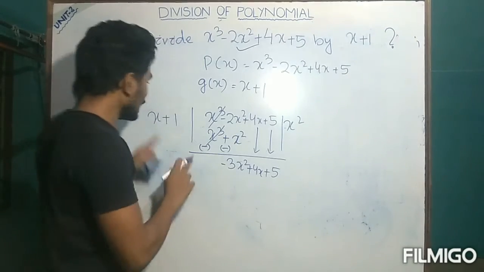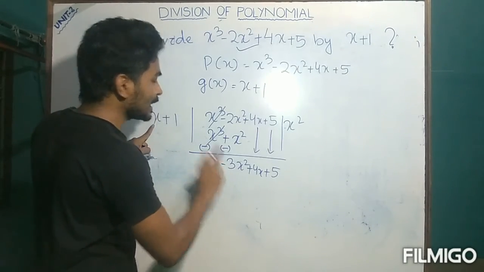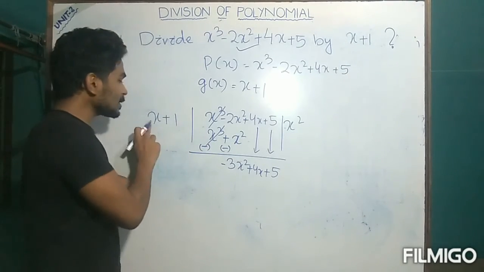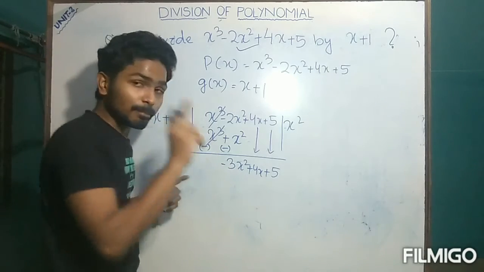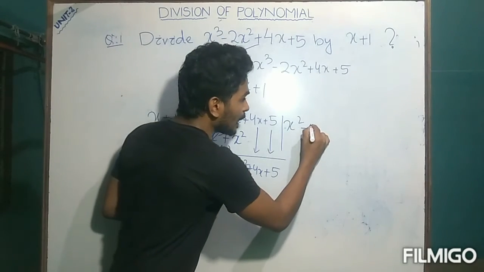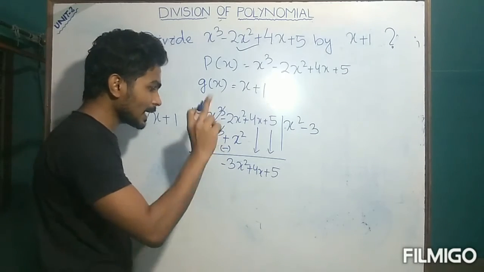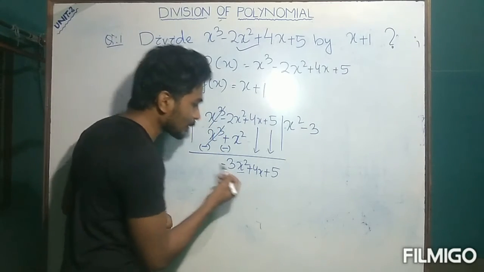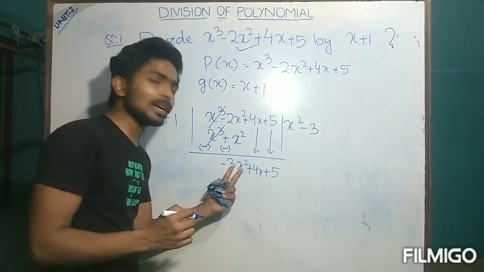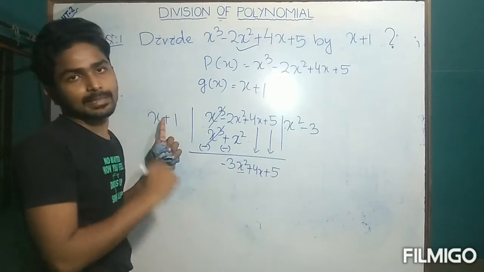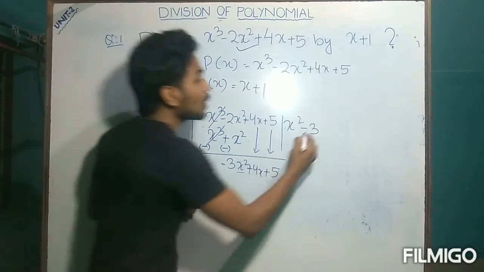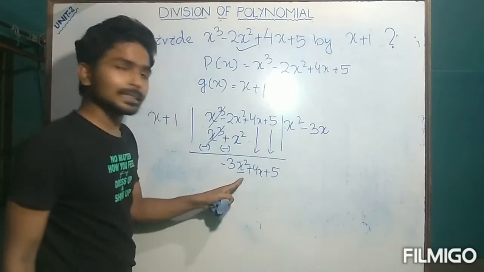Then perform again. We need minus 3 here. It has a coefficient 1, but you need minus 3. So what should be multiplied with 1? Minus 3 should be multiplied with 1 to get minus 3. Okay. Then we need x square here. That means 2x here. But we have only x here. So we will multiply another x to get 3x square.